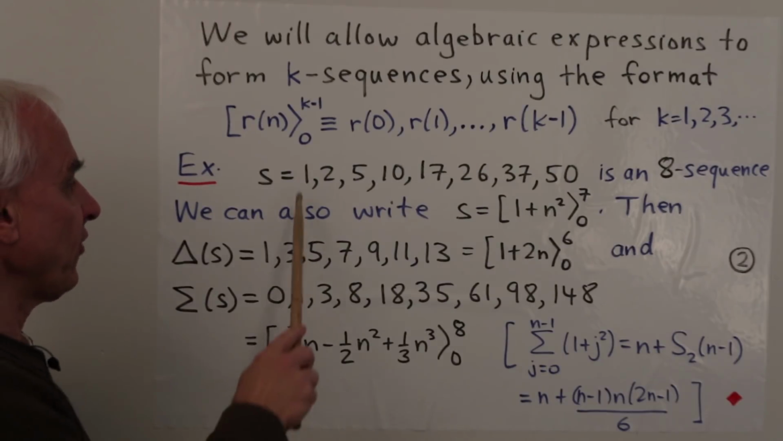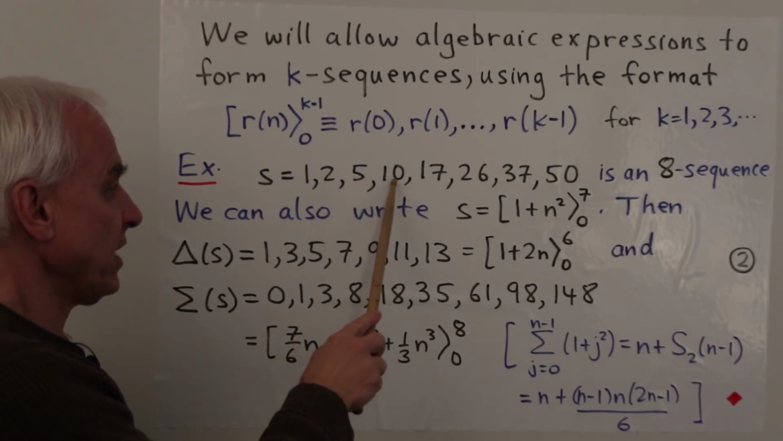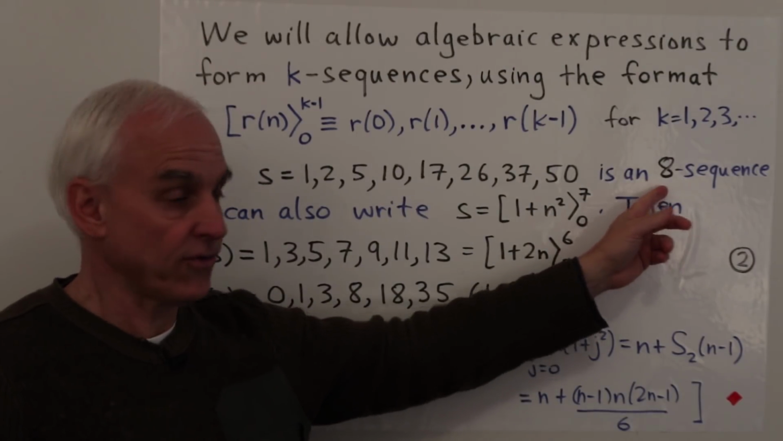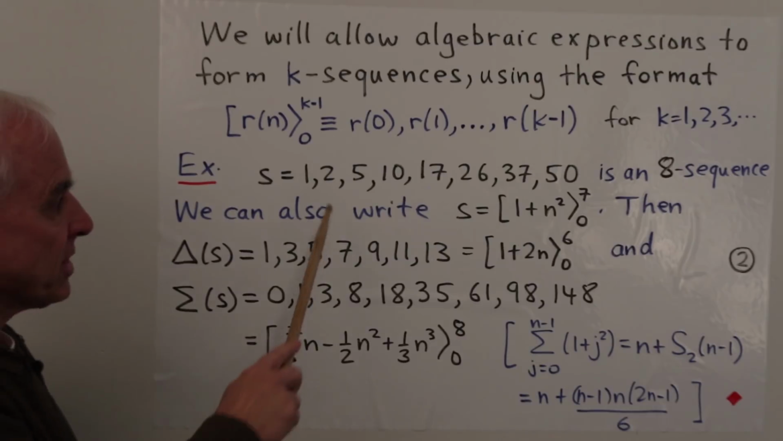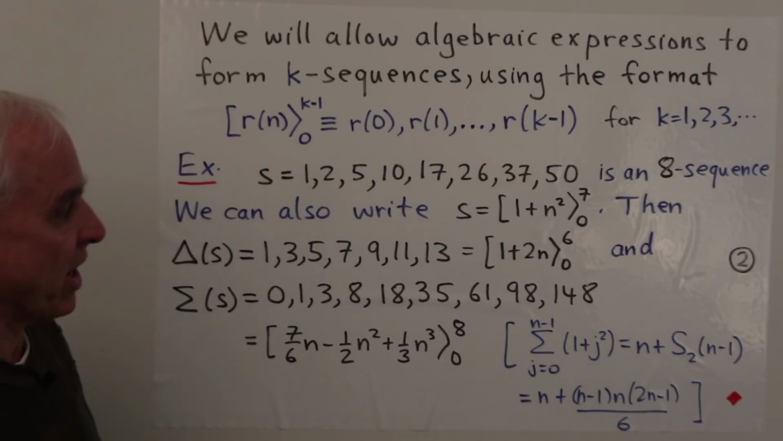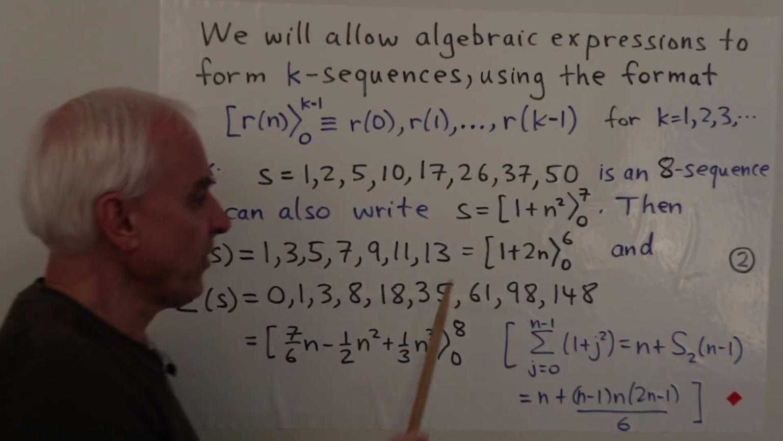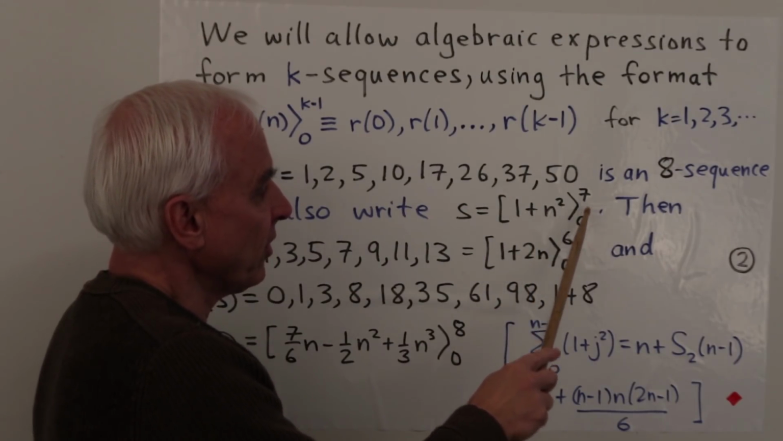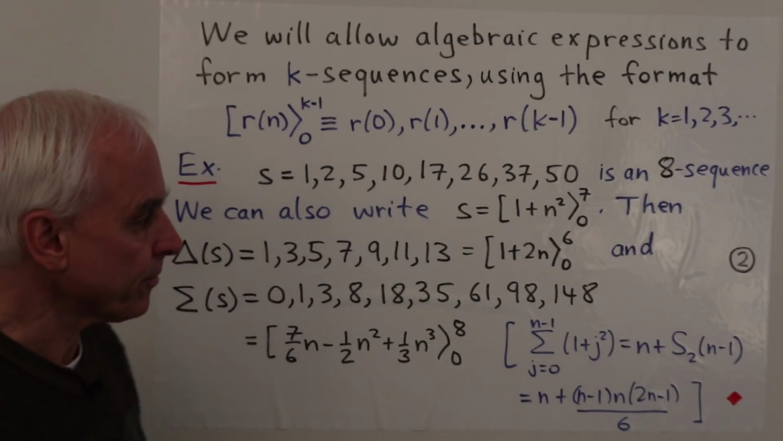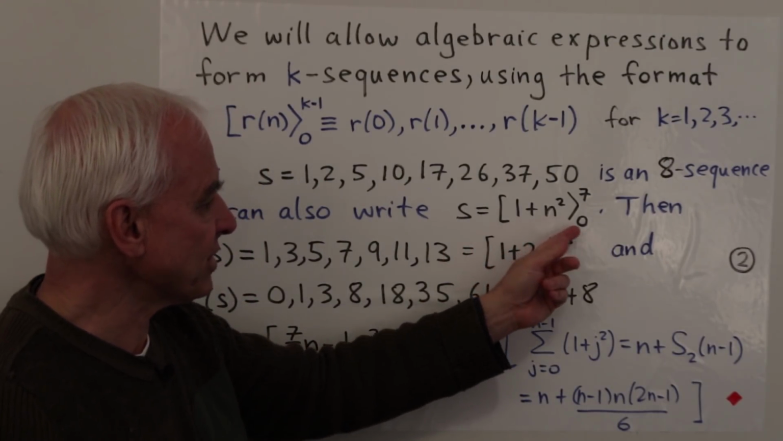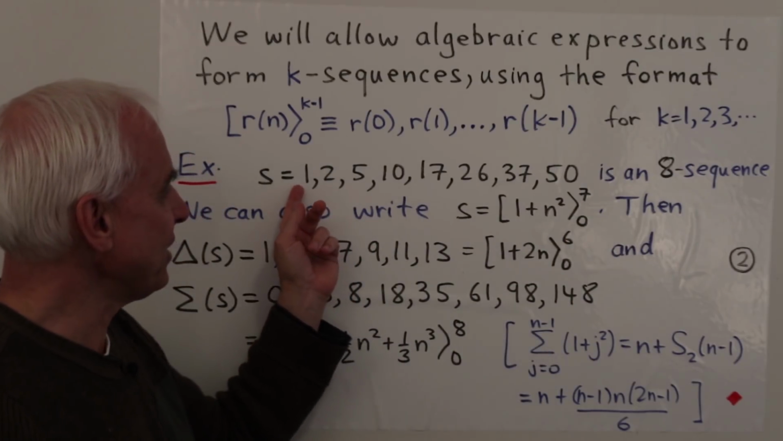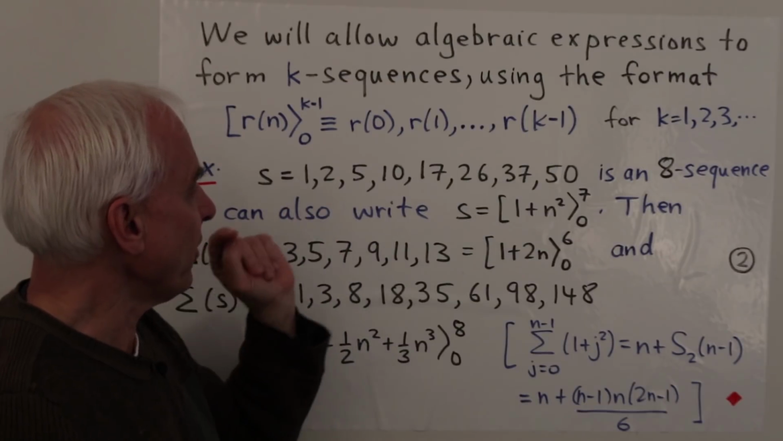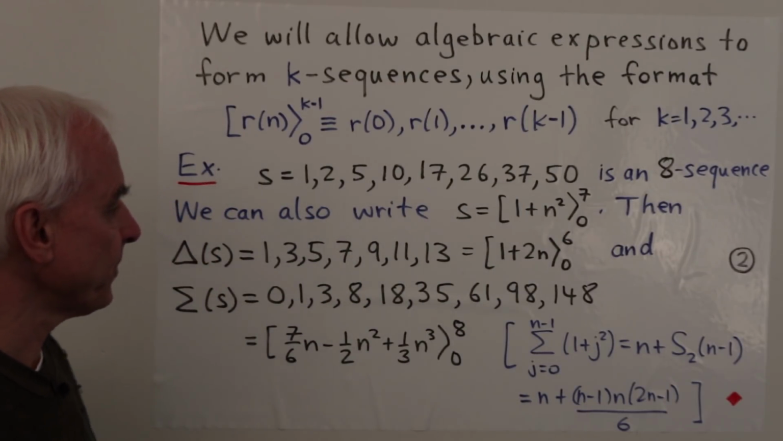So for example, here is a sequence S: 1, 2, 5, 10, 17, 26, 37, 50. It's an 8 sequence. So it turns out that this sequence could also be written in this fashion. We can write it as S equals the sequence 1 plus n squared from 0 to 7. Now, we could check that by just substituting the values here, and indeed these are the numbers which are 1 more than the squares, starting from 0 squared up to 7 squared.